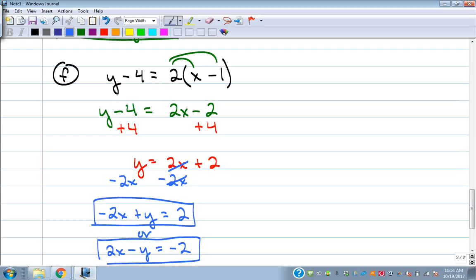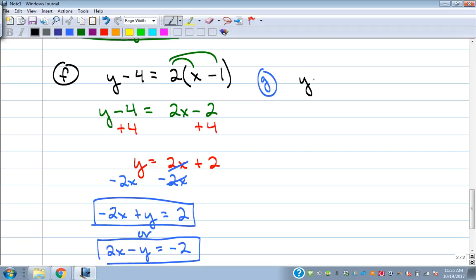So starting with point-slope form, go to slope-intercept form, and then go to standard form. You're really doing that every time. You get the slope-intercept form, and then go to your standard form from there.